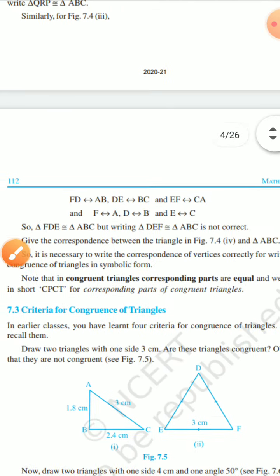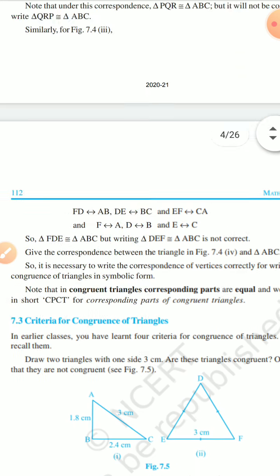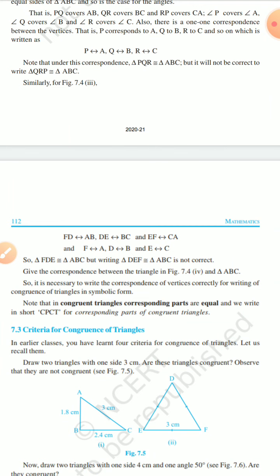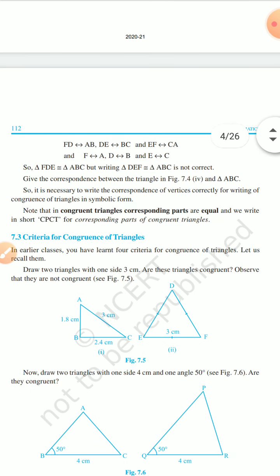You can see here that in congruent triangles corresponding parts are equal, and we write in short CPCT for corresponding parts of congruent triangles. So in the next video we will discuss those five congruency criterias which are a must for any two triangles to be congruent.